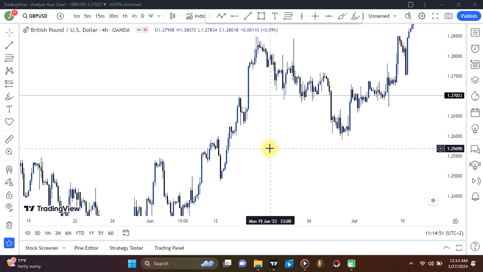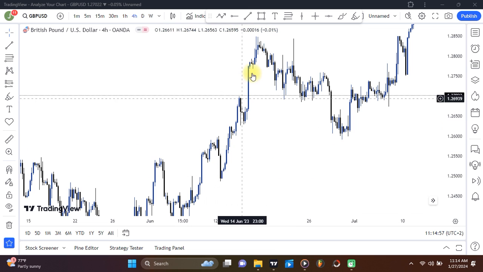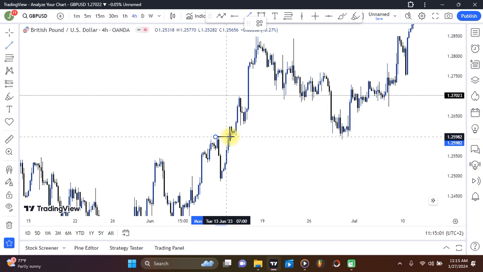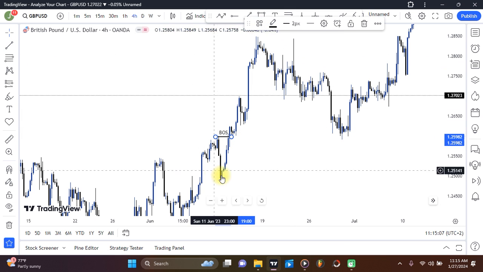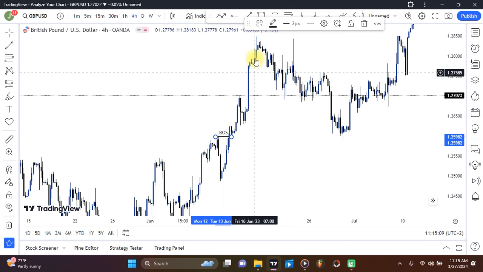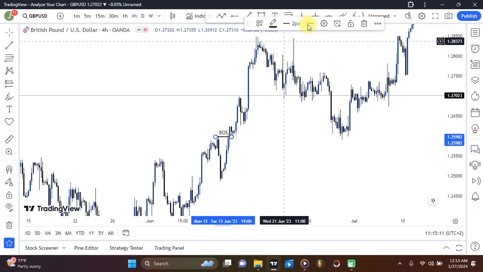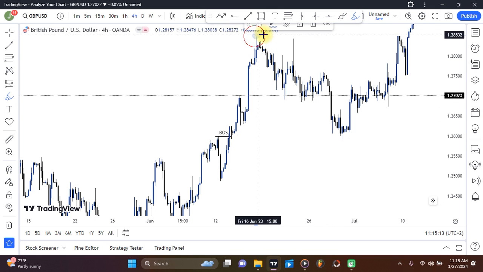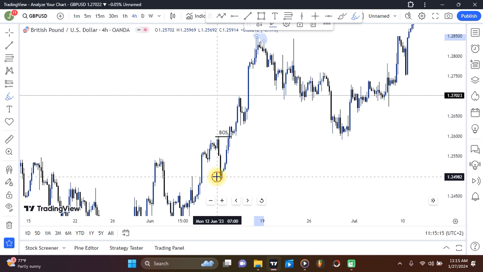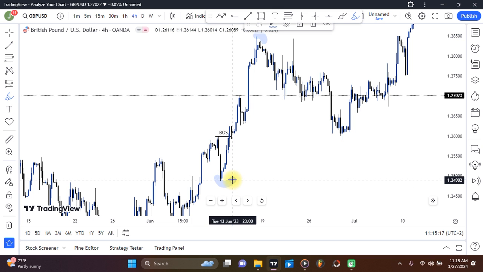Okay, let's look at this trade on the GBP USD. We're still on the 4-hour time frame, so we are going to be focusing on this range over here. As you can see, the market broke structure right around this area here. So we had a break out of structure to the upside, and then after that the market pushed to the upside, and then we had a retracement. So we're going to be focusing on this range over here.